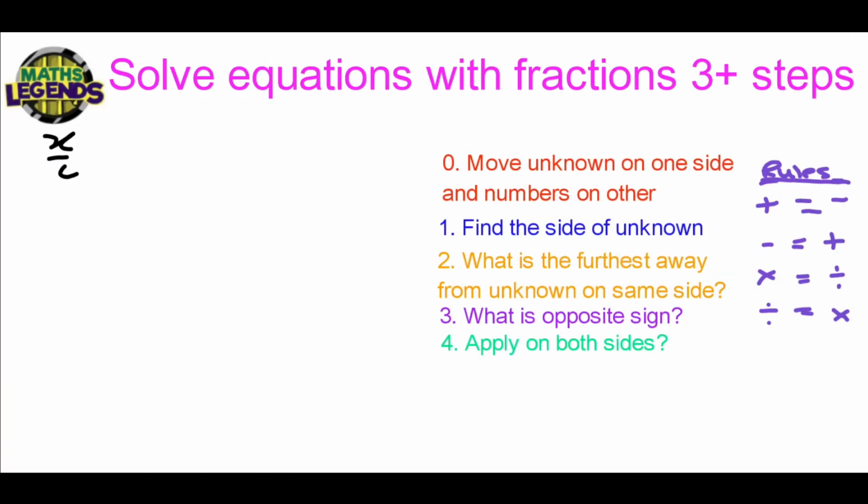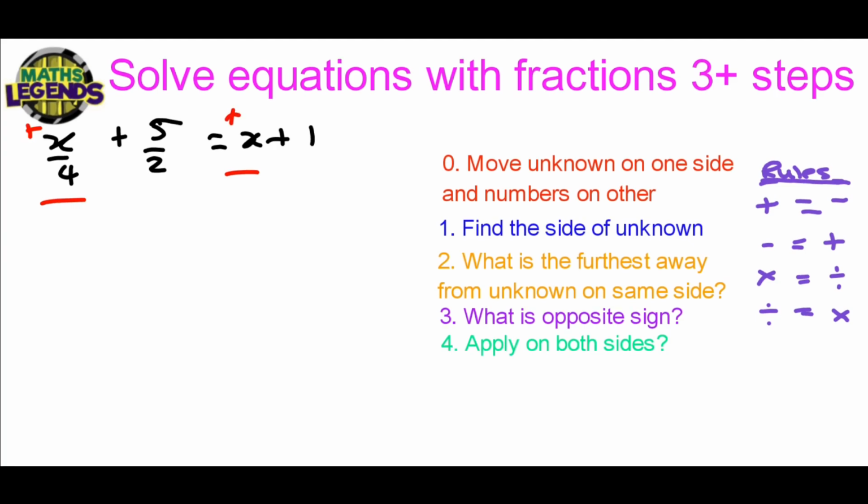x over 4 plus 5 over 2 equal to x plus 1. So again, we have x's on both sides. They are positive. So we want to get rid of one of them, so that our answer is positive, just so that positives are easier to work with. So here we have a quarter, and this is 1. So to subtract this, we need to subtract the x over 4 on both sides, otherwise we'll end up with a negative. We then simplify.